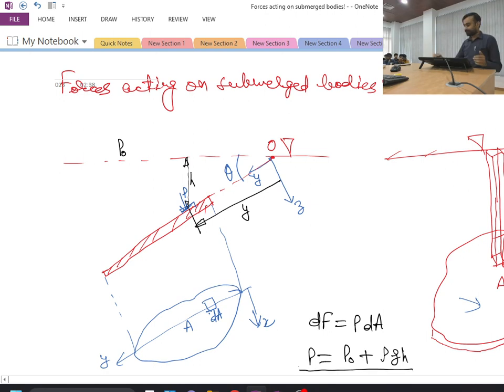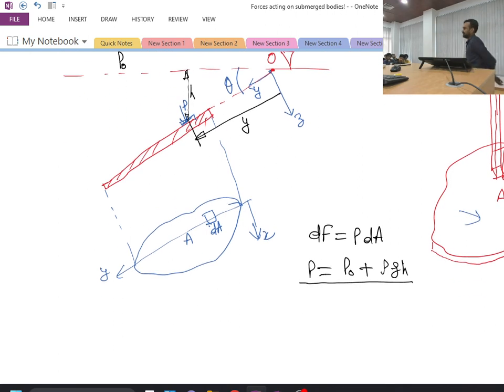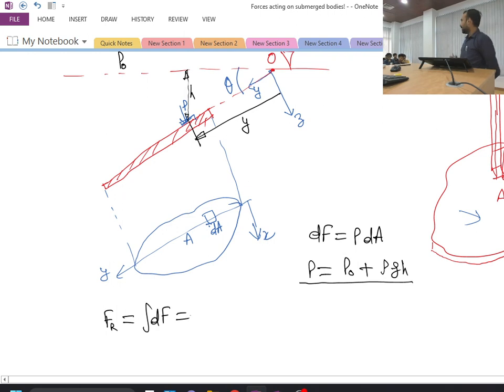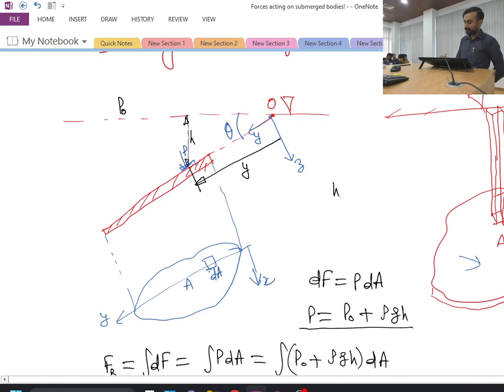Now we have to determine this force on our complete surface. To find the net resultant force acting, that will be the integration of dF, which becomes the integration of P dA. P we have already written as P naught plus rho g h, times dA. One important relation from trigonometry: h is equal to y sine theta, so I can replace h with y sine theta.